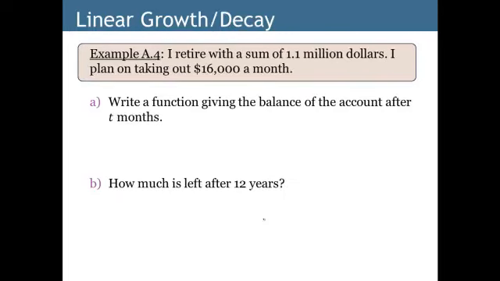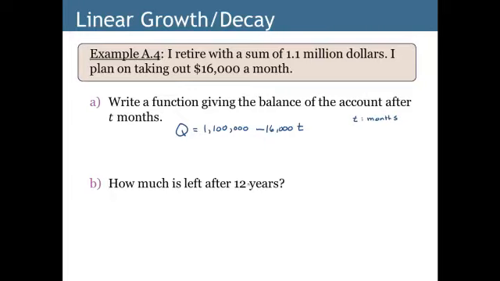Okay, how about this? I retire with a sum of $1.1 million. I plan on taking out $16,000 a month. So my quantity in this case is my money. Starting amount, well, when I retire, I start with 1.1 million. Now, every month I'm going to take out, so minus 16,000 per month. And so T is months here.